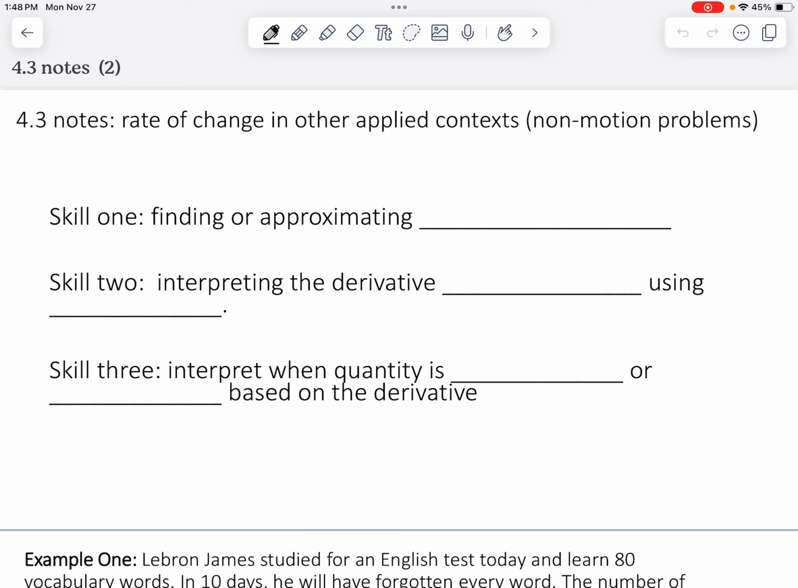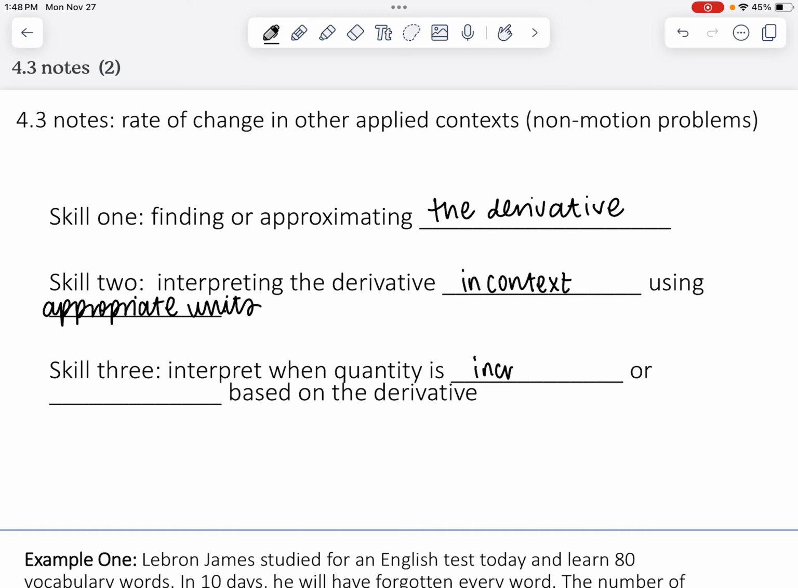And again, you have kind of already been doing these things, so I'm just trying to put them all in one place. So first thing when you see a problem like this is you're going to find, or you're going to approximate, the derivative. Sometimes you're actually going to get to use the calculator to find the derivative. And so we'll do a couple problems today where we have calculator active problems. Your skill 2 is you're going to interpret the derivative in context with appropriate units. And then skill 3 is you're going to interpret when a quantity is increasing or decreasing based on the derivative.